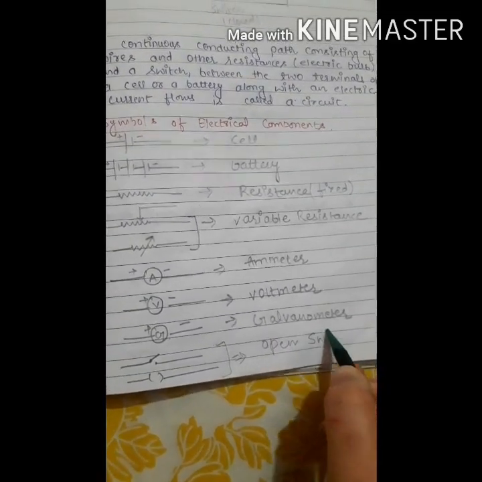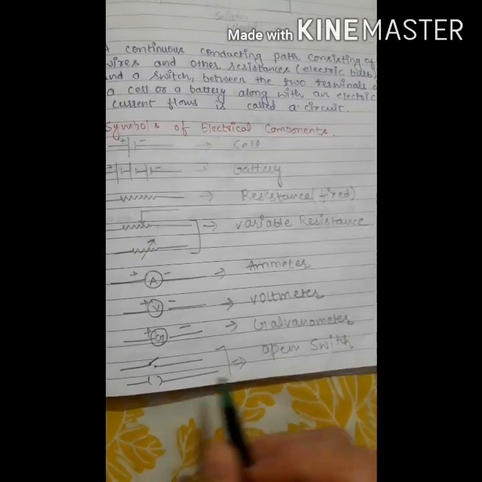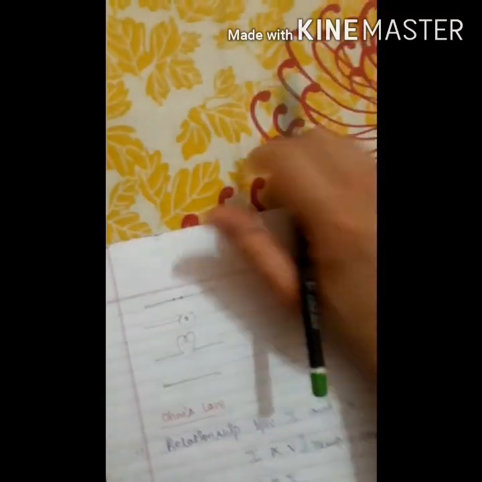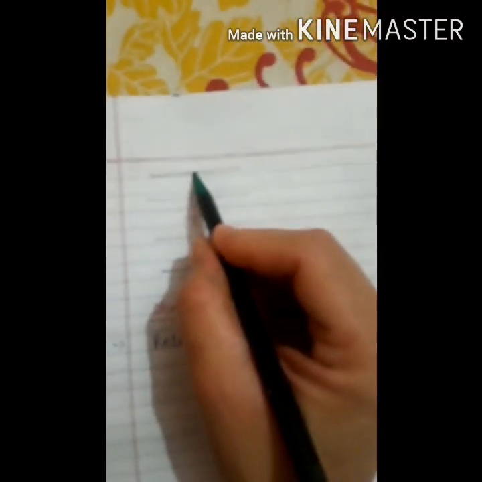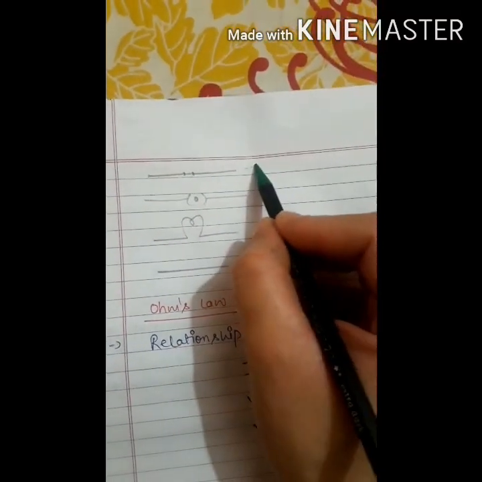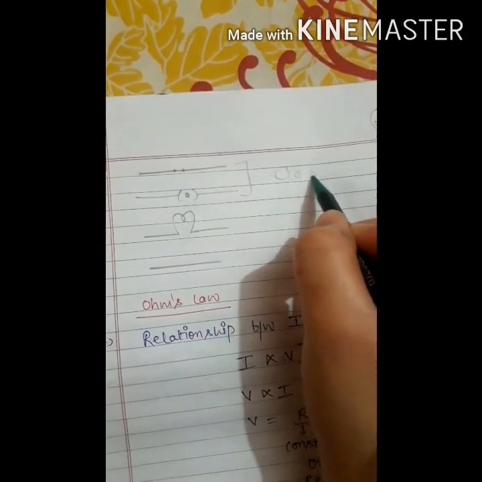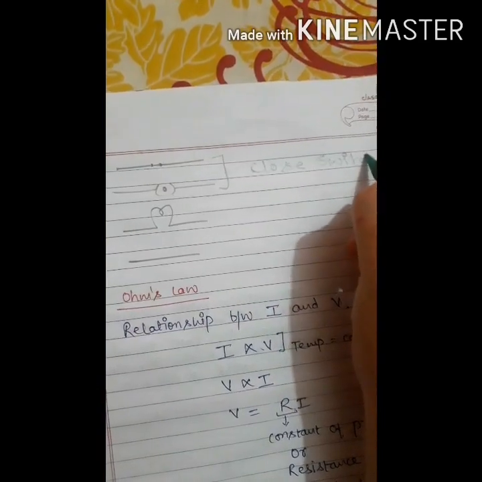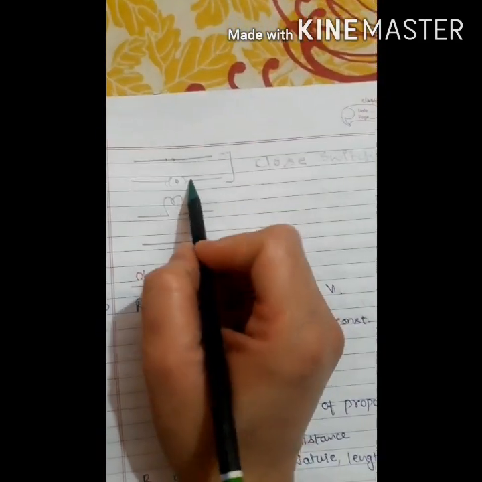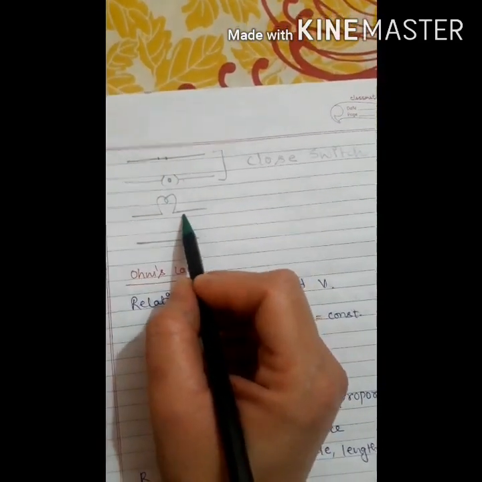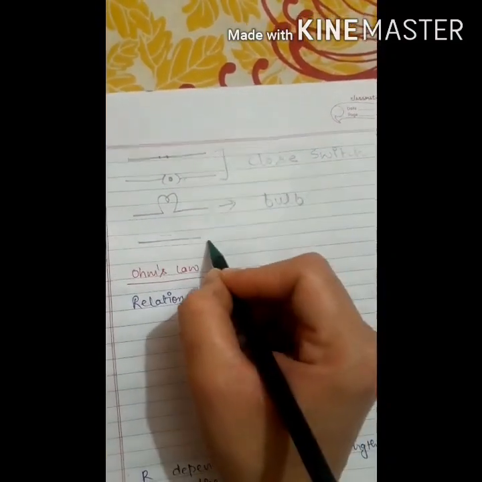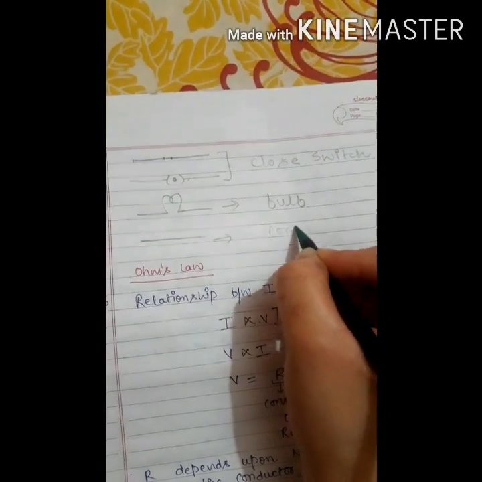Open switch is those switch in which electricity cannot pass. Our other symbols are, this is the symbol for closed switch, in which electricity can easily pass. This is the symbol for bulb, and this is the symbol for connecting wires.